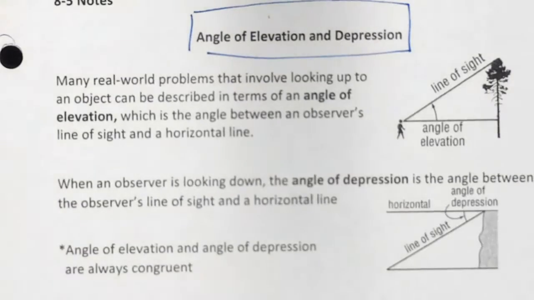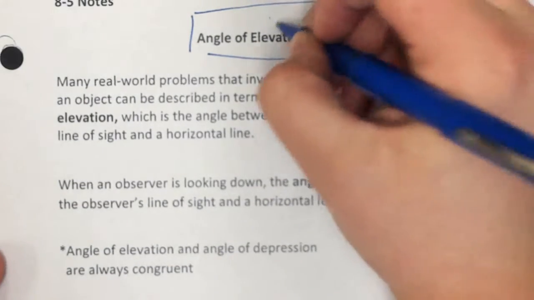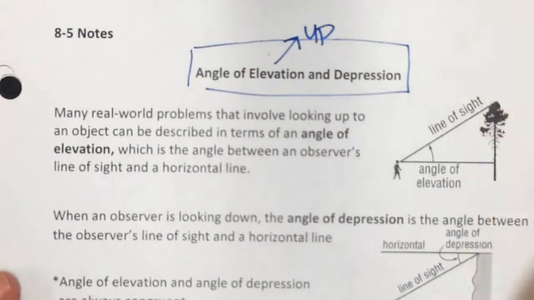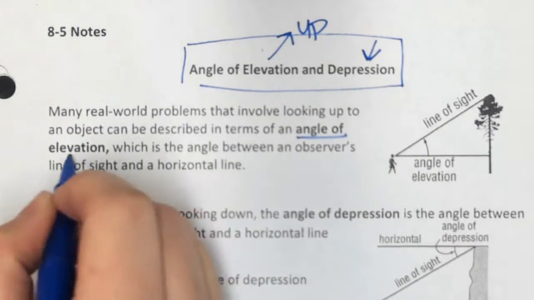Angle of elevation and depression. So elevation is when your eyeballs are going up. Depression is when your eyeballs are going down, not your soul and not your heart, your eyeballs. The only thing in here that can be depressed are your eyeballs. Okay? Depression is looking down. Many real-world problems that involve looking up at an object can be described in terms of angle of elevation. Okay, we just said that.